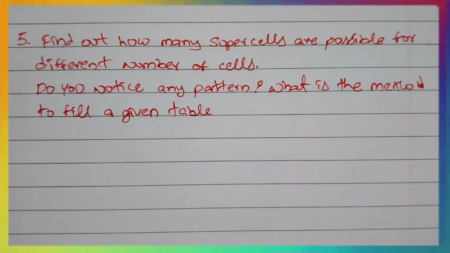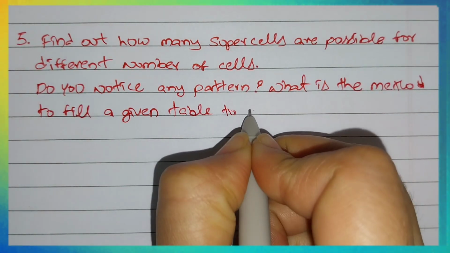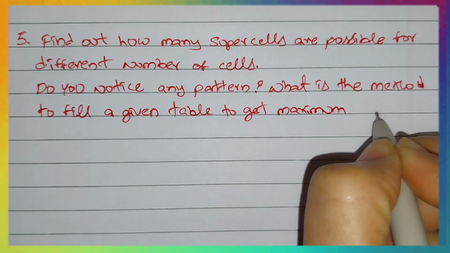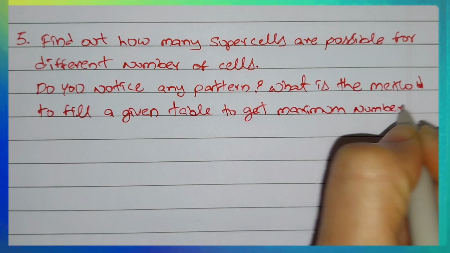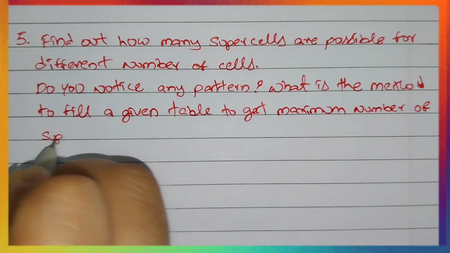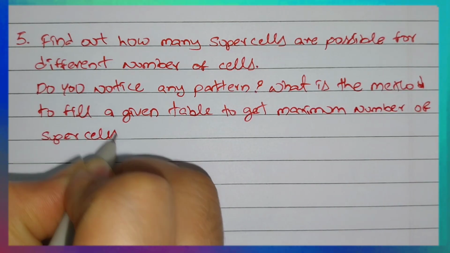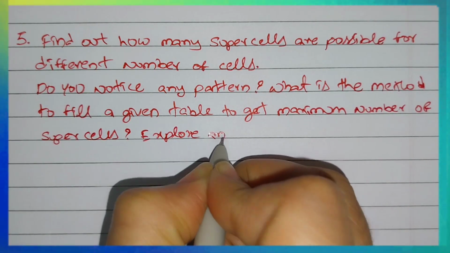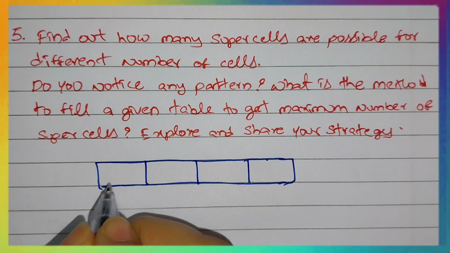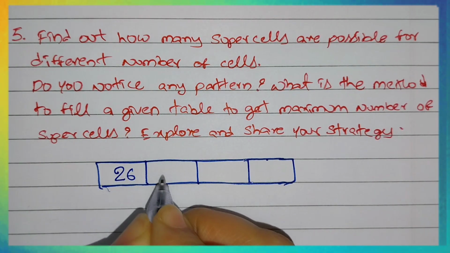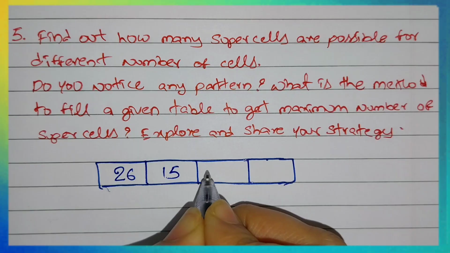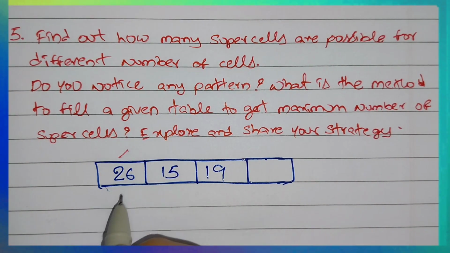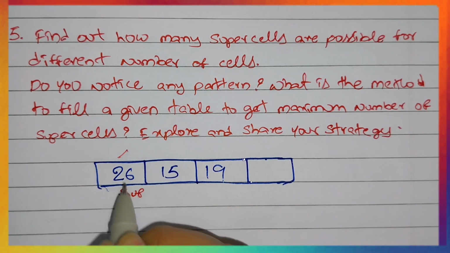Moving to the fifth question. Find out how many supercells are possible for different numbers of cells. Do you notice any pattern? What is the method to fill a given table to get the maximum number of supercells? Explore and share your strategies. So in the question they asked, find out how many supercells are possible for different numbers of cells. If we create a table with a different number of cells, we want to find out the maximum number of supercells that can be created. Let's take a table with 3 cells and try to create the maximum number of supercells.